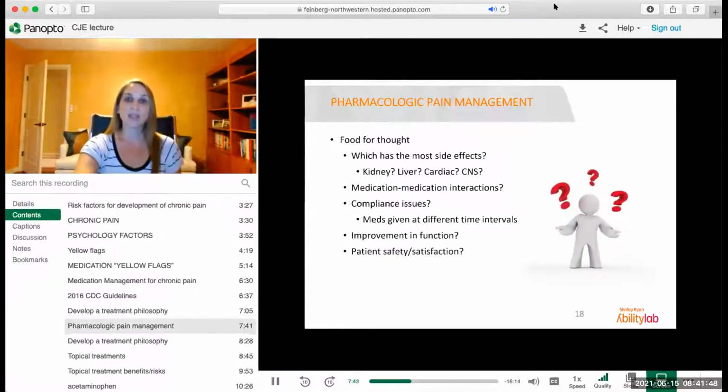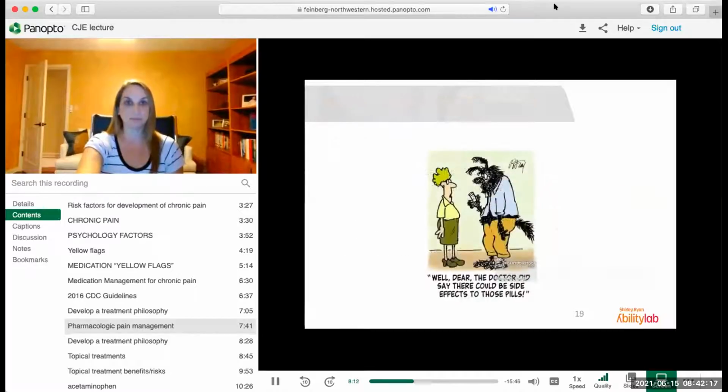When it comes to the pharmacologics, again, there's a lot you want to think about before you start prescribing. Which medications have the most side effects? Is it going to affect their kidney, liver, heart, nervous system? What other meds are they on, and how is that going to interact? How compliant can they be with the medications, with the dosing timing intervals, with the medication itself? And the big thing is, is it going to help their function? You don't want to just be using meds to use meds, but the goal is really to improve their function and have safe meds that they're satisfied with.